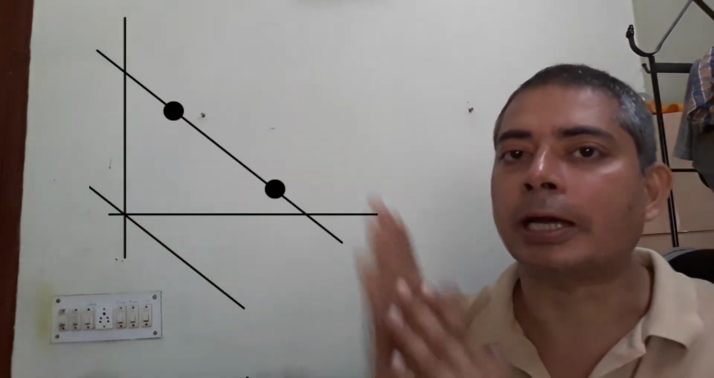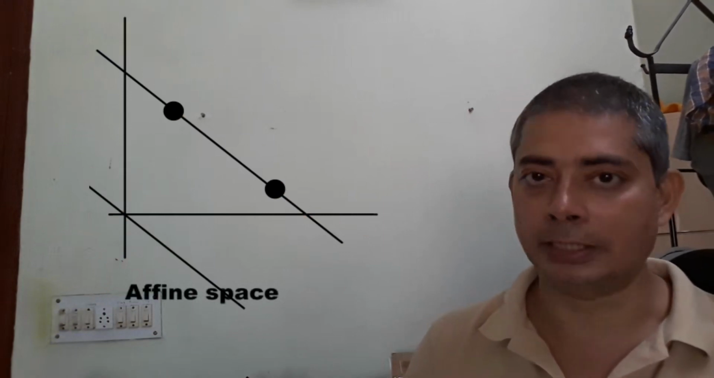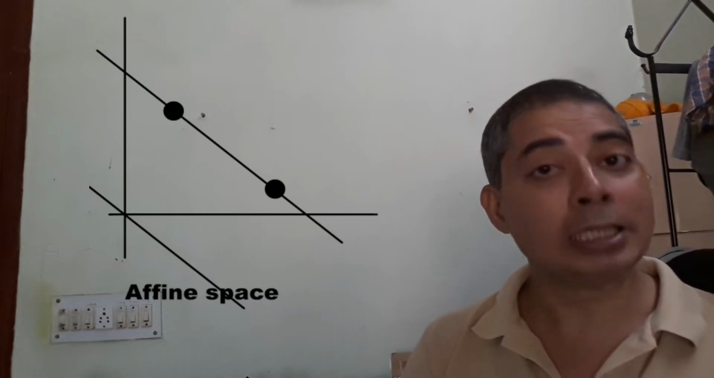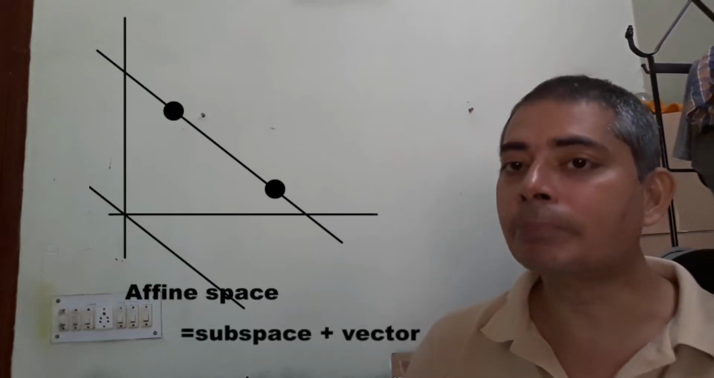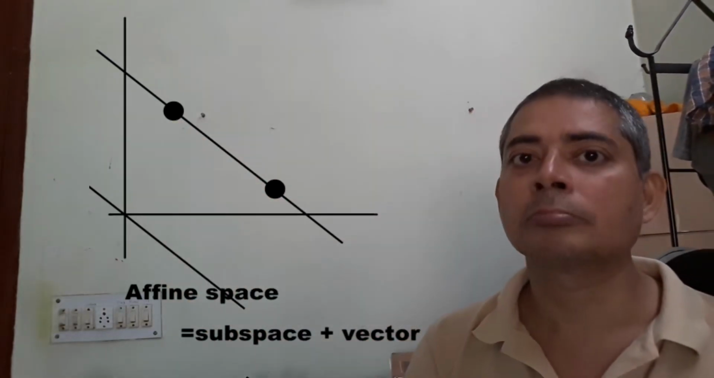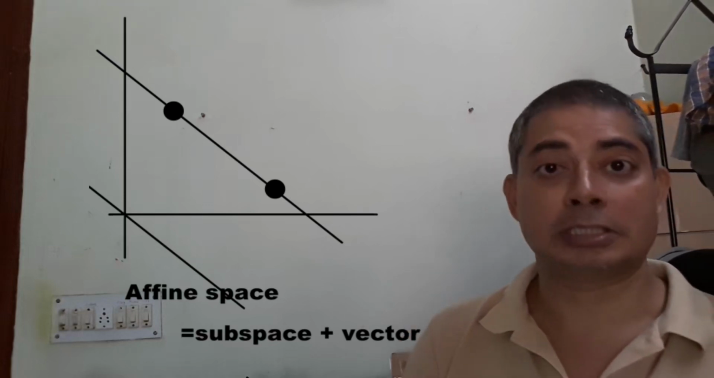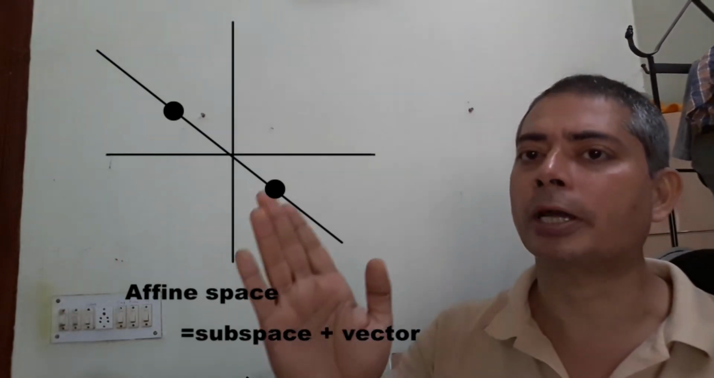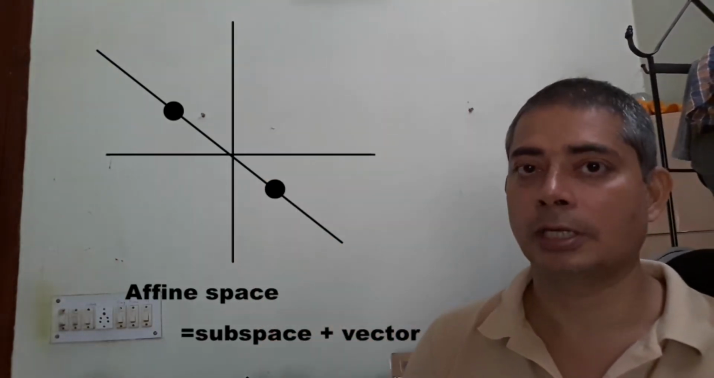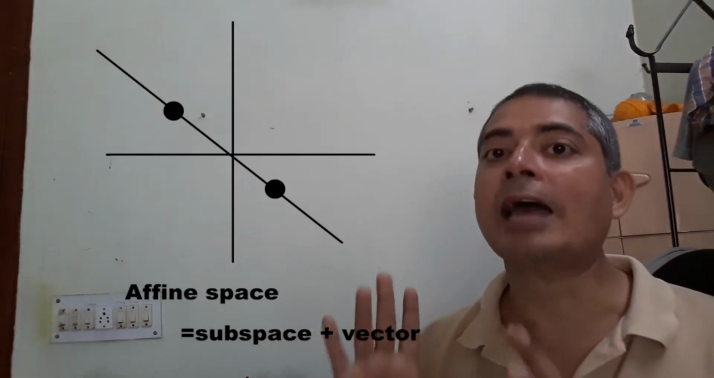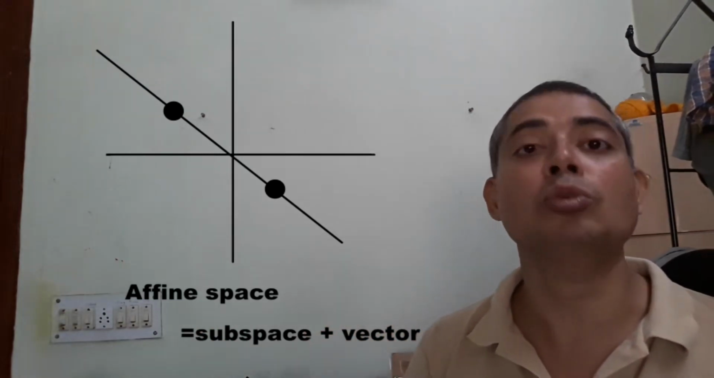This translated by some amount. We call this an affine subspace or affine space of dimension 1. Mathematically, it is a subspace plus a vector, a subspace plus the shift vector. It becomes a one-dimensional subspace, a true subspace, if we shift the origin to some point on the line. Similarly, any 3 points lie on a plane. That is an affine space of dimension 2.